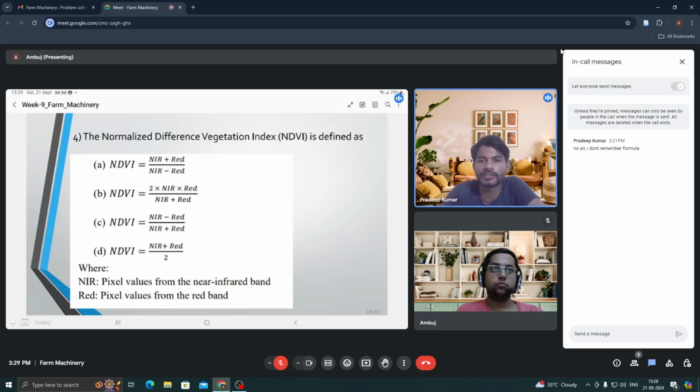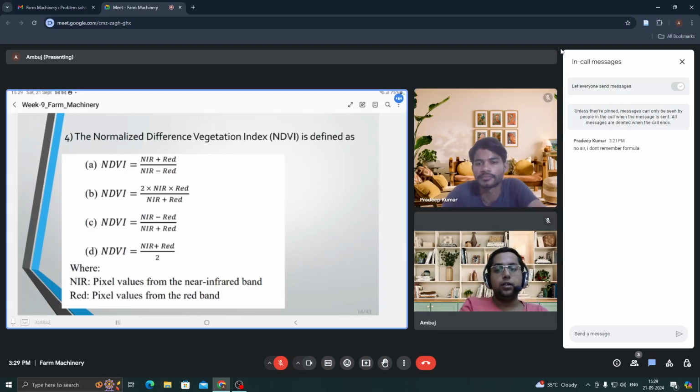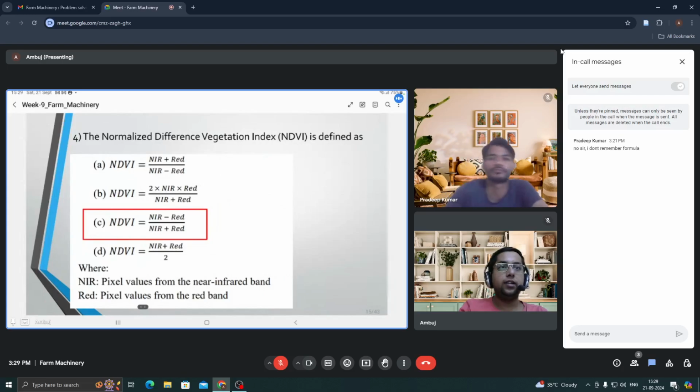C could be the answer. NDVI equal to NIR minus red divided by NIR plus red. Yes, very good. It is indeed the correct option. NDVI, normalized difference vegetation index, is given by this formula: NIR minus red over NIR plus red.